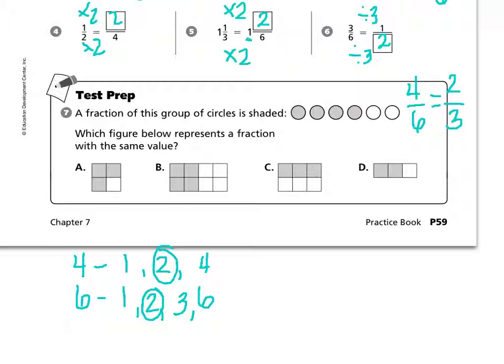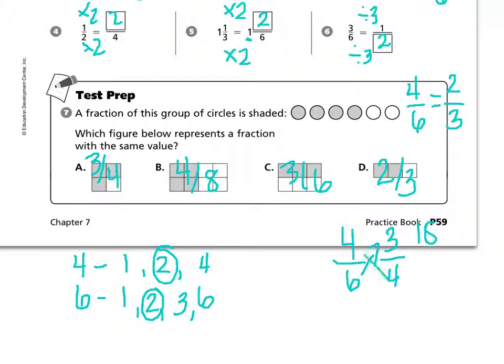Now, if I wasn't quite sure of how to reduce it, I could also compare the fractions. So for letter A, I have 3/4. B, I have 4/8. C, I have 3/6. And D, I have 2/3. I could compare these fractions to 4/6 by using the arrow technique. Do 6 times 3 is 18, and 4 times 4, which is 16. By doing this, I'd be able to narrow it down and figure out that it is 2/3.